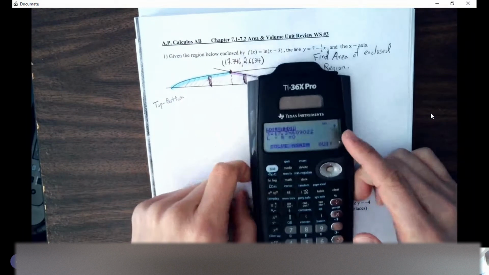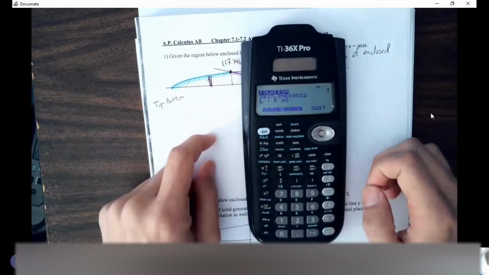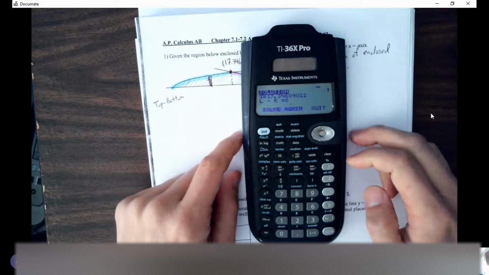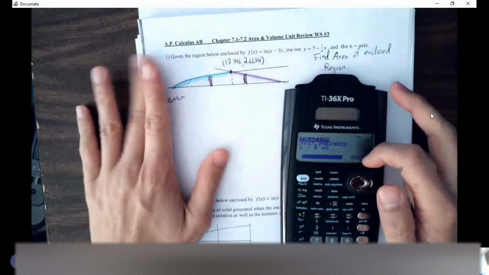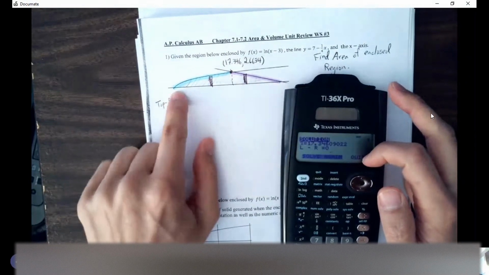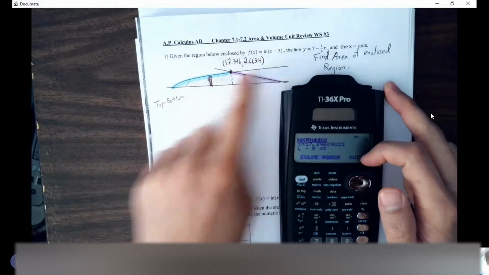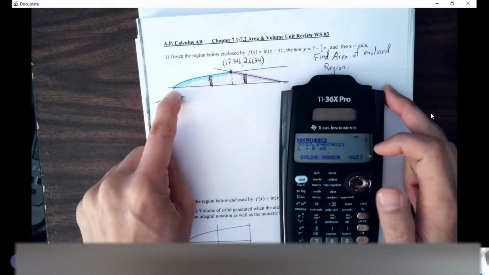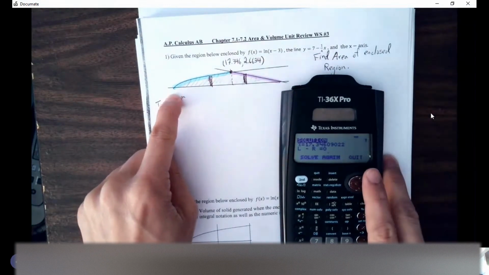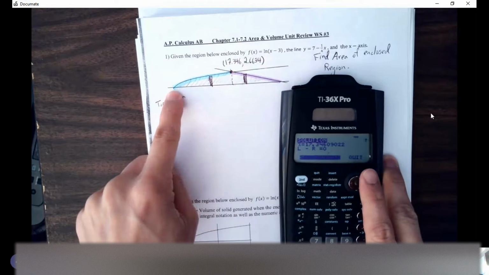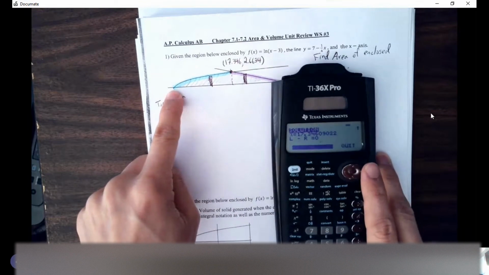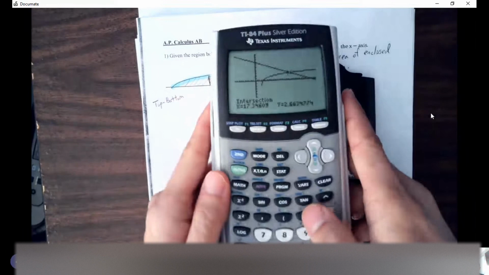17.346. Did that work for you guys? Yeah, we definitely have to start at a point that is past where the graph begins to exist, right? Natural log of x minus 3 starts right at 4. If I set natural log of x minus 3 equal to 0, I'll get 4.